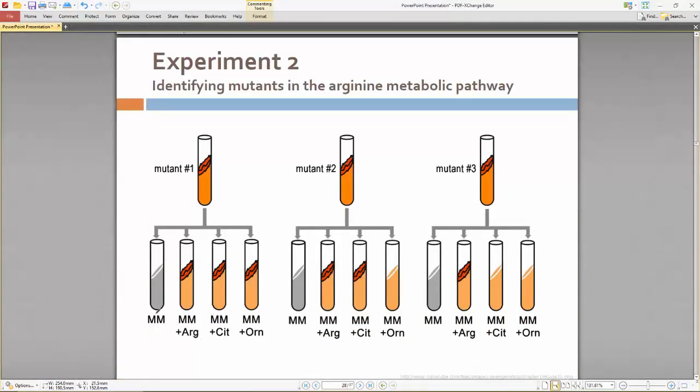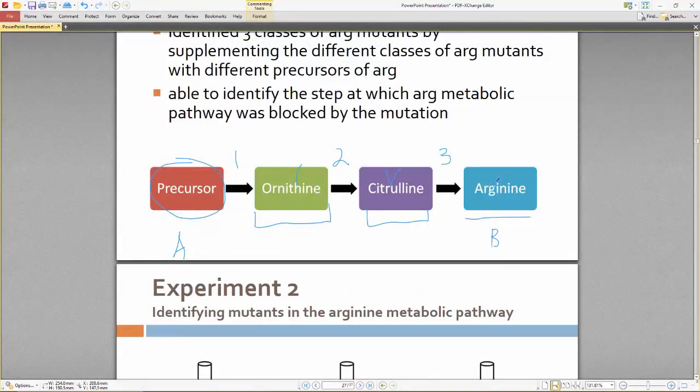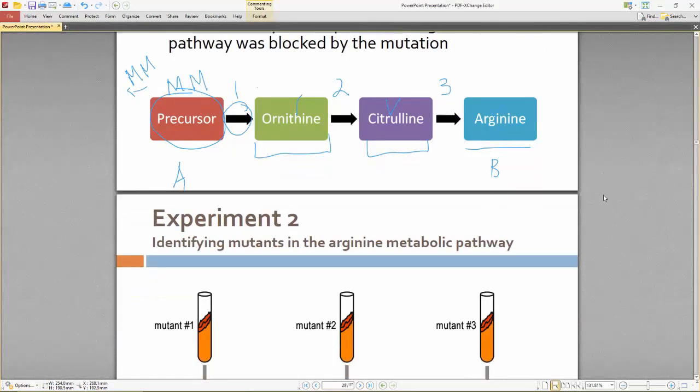Mutant number one can't grow on minimal media, but it can grow on arginine, citrulline, and ornithine. So what does that mean? If it can grow on those but can't grow on minimal media, which let's say is back here, then this enzyme, enzyme number one, is what's broken. Because it can work with ornithine, it has enzyme 2 and can create citrulline, it has enzyme 3 and can create arginine, if that makes sense.